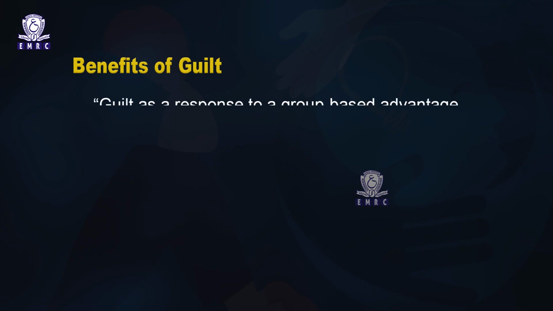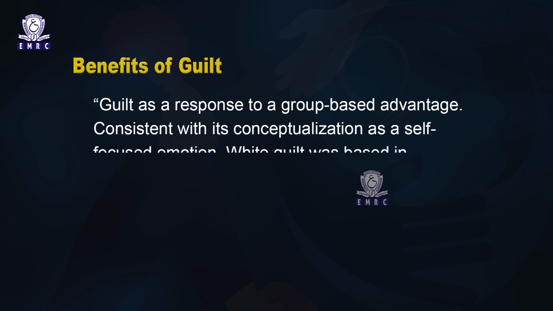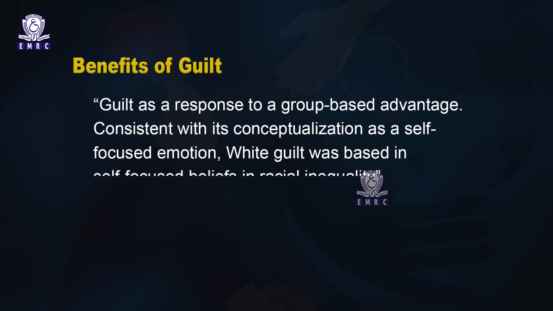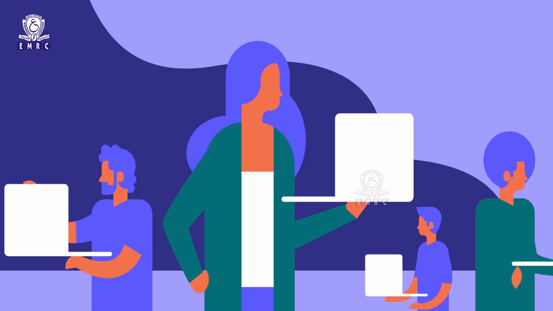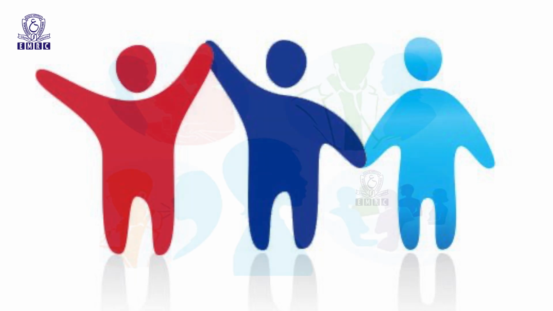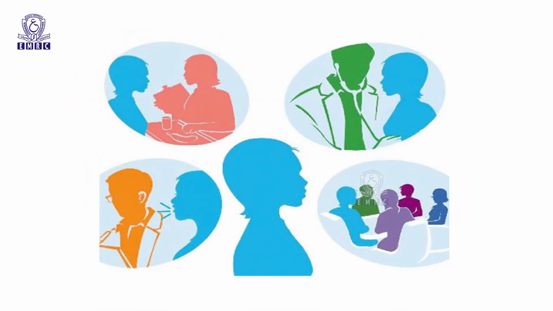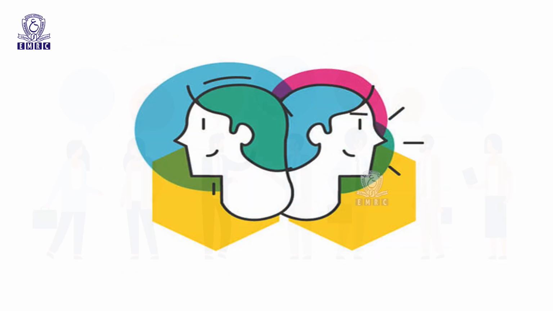Ayer and others in the year 2003 studied guilt as a response to a group-based advantage. Consistent with its conceptualization as a self-focused emotion, white guilt was based in self-focused beliefs in racial inequality. The findings demonstrated the benefits and limits of group-based guilt as a basis of support for social equality and highlight the value of understanding the specific emotions elicited in intergroup contexts.